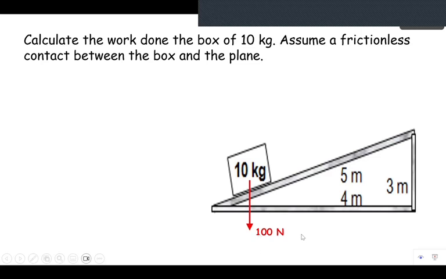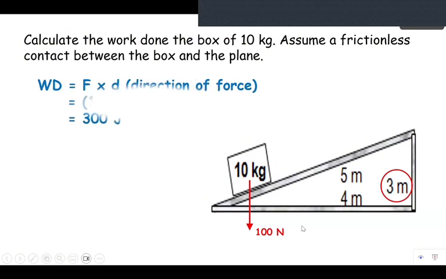And if I were to use this as my force, which is the only force that is given in this question, what distance must I use? Remember, in order to calculate work done, the force and the distance must be in the same direction. So I am going to use the distance of 3 meters instead of 5 meters or 4 meters. So the total work done will be force times distance, which will be 100 newtons, not 10 kg, times 3 meters, which will be 300 joules.